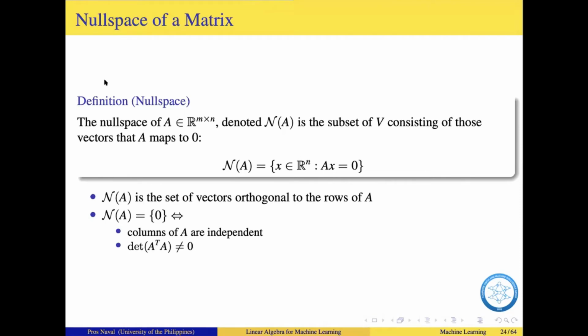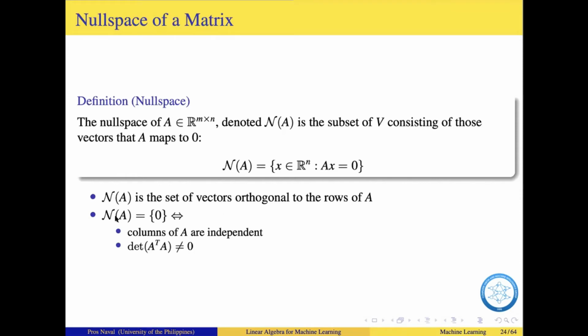Null space. The null space of A, denoted N, or null, of A is the subset of the vector space V, consisting of those vectors that A maps to 0. So this is how we define the null space. The null space of A is the set of vectors orthogonal to the rows of A. We will see why this is the case later on.